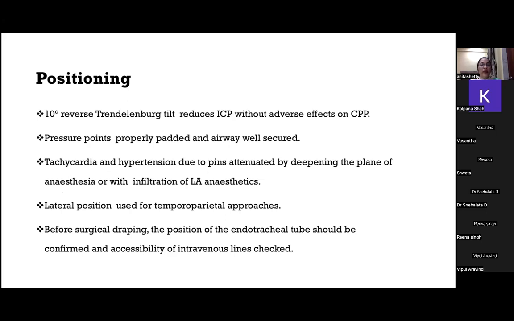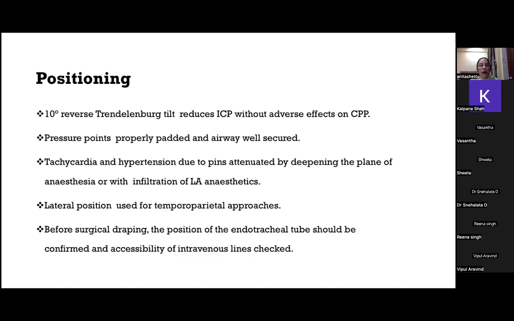Then a 10 degrees reverse Trendelenburg tilt is given, which will reduce the ICP without the adverse effects on cerebral perfusion pressure. Pressure points should be properly padded and the airways well secured. Tachycardia and hypertension can occur due to pin insertion, because it is quite a nociceptive stimulus. So this can be attenuated by deepening the plane of anesthesia or with infiltration of local anesthetic.